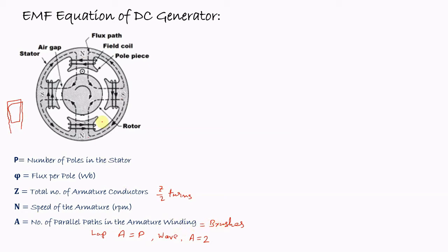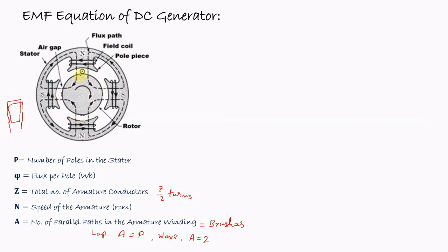Now, when this rotor is rotating with only one conductor, and when this rotor makes one complete rotation, it will come under 4 poles, because here we are using 4 poles in this machine. So when this conductor rotates 360 degrees, it will come under each and every pole.